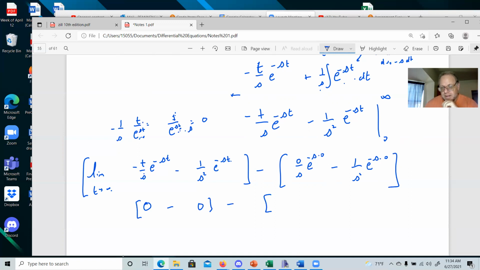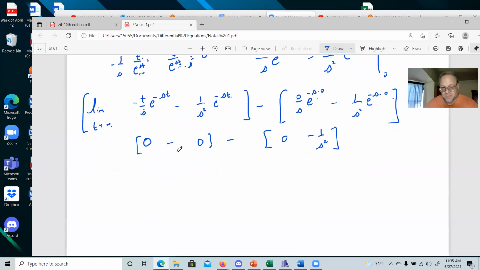Minus, and again, as t goes off to infinity, the rest of this stuff is constant, 0. Now, 0 times 1, 0. And minus 1 over s squared, because that's 1. So we have just minus 0 minus 1 over s squared, which is 1 over s squared. So the Laplace transform of t is 1 over s squared.